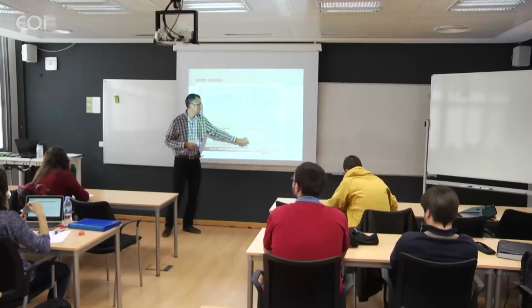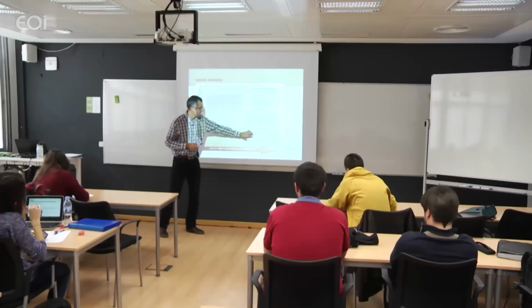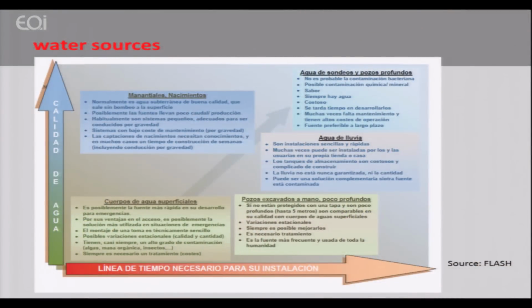Then excavated wells: less quality and not so fast to install, because you have to dig. Okay? You have to dig a lot. Then talking about rainwater catchments, the quality is half-half, and of course the best quality you find in boreholes, but you have to install a borehole. You need a very sophisticated machine, and you need a lot of money. Okay.